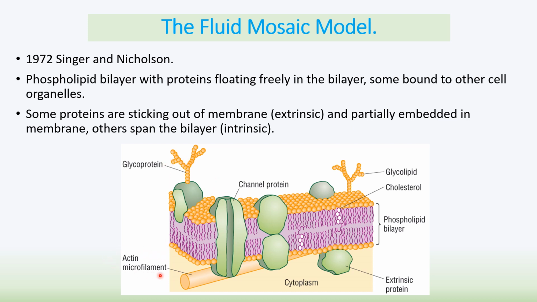Here you have the different parts that we have. We've got actin and myosin here, which are involved in movement. We've got cytoplasm inside the cell. We've got the phospholipid bilayer, cholesterol, glycoproteins, and glycolipids. And we'll talk about their roles in a few moments.